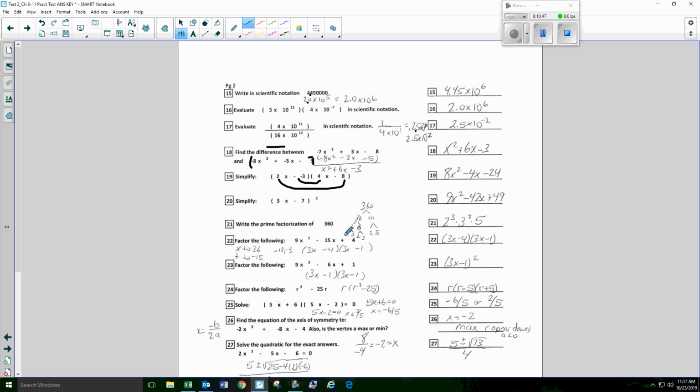2 is the first prime. So how many 2s do we have here? 1, 2, 3 2s. So that's 2 cubed. How many 3s do I have here? 2 of them, 3 squared, and 1 5. And there's my answer.